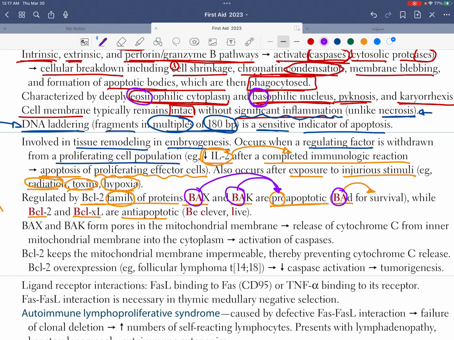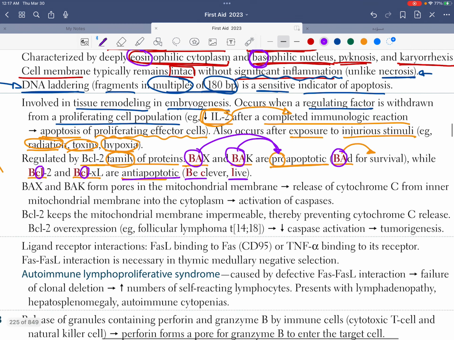Whereas anything that starts with CL, like BCL2 or BCL-XL, is anti-apoptotic. That does not allow the cell to undergo apoptosis, so the cell just stays alive. That's why it's "be clever." Just for memorization.